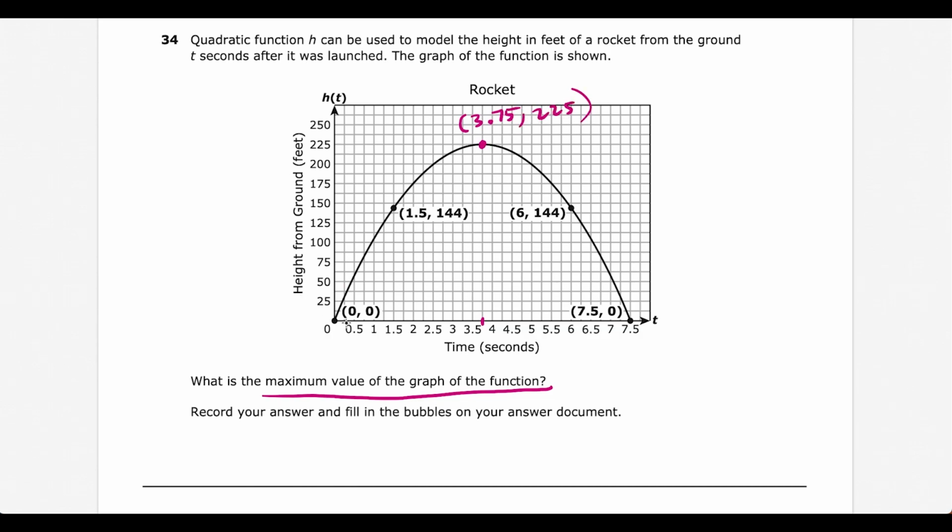And I know that because the roots occur at t equals 0 and t equals 7.5. And if you take the average of the roots, dividing them by 2, notice that gives us 3.75, which gives us that t value that puts us right at the top, the high point of this parabola here. So what is the maximum value of the function? We could just say 225.